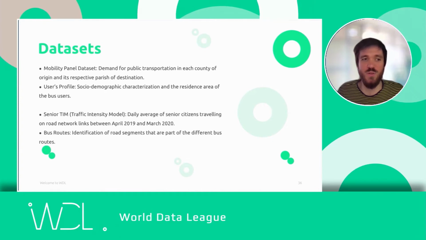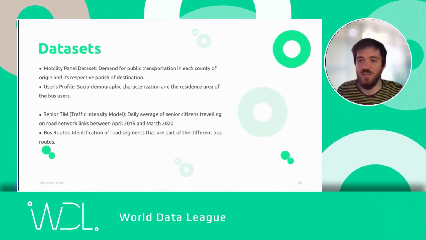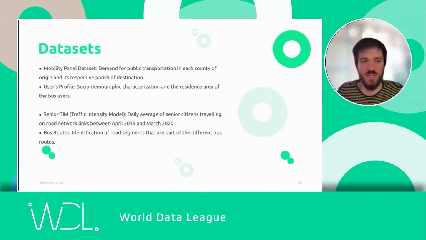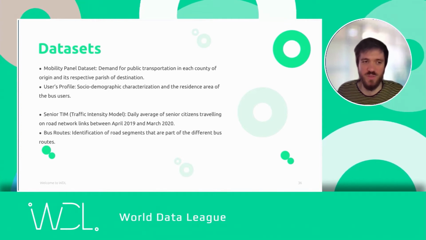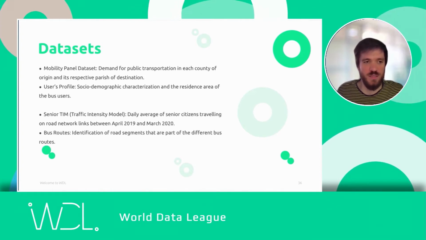And then you also have the user's profile. So what are their socio-demographic characteristics, such as their age? I think their income is also there. If you look at the data set, it is quite rich in terms of that data. The second challenge also has two data sets. One of them is the senior traffic intensity model.